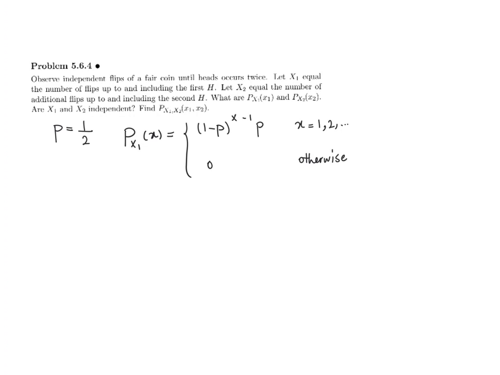Similarly, no matter how large X1 may be, the number of additional flips needed to observe the second head is the same experiment as the number of flips needed for the first occurrence of heads. So we can say again that X2 has a geometric distribution, and its PMF is the same as that of X1.